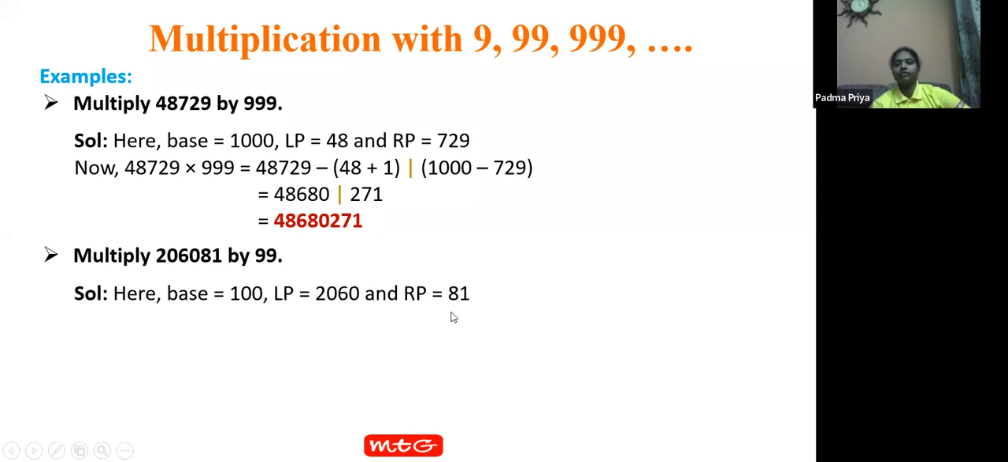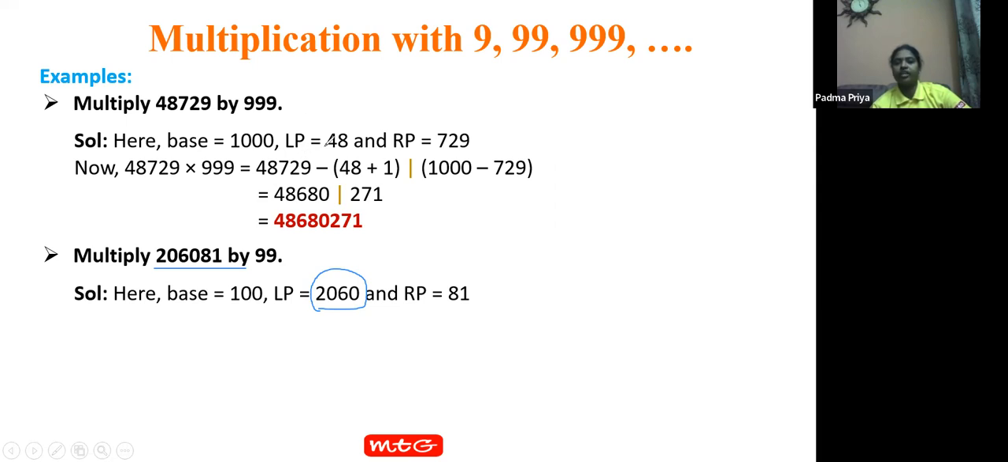Yes, Vivek, tell me. Ma'am, I did not understand. Which part? The part where you do it on the left side. I understood the right side. Okay. Left side, whatever the LP is there, you should increase by 1. When you increase this by 1, what happens? 2061. That you should subtract from the multiplicand.